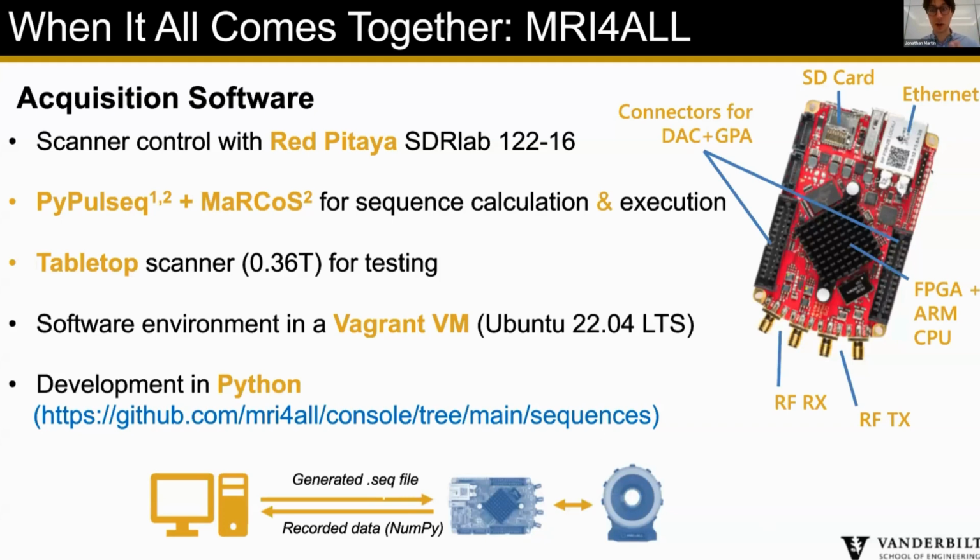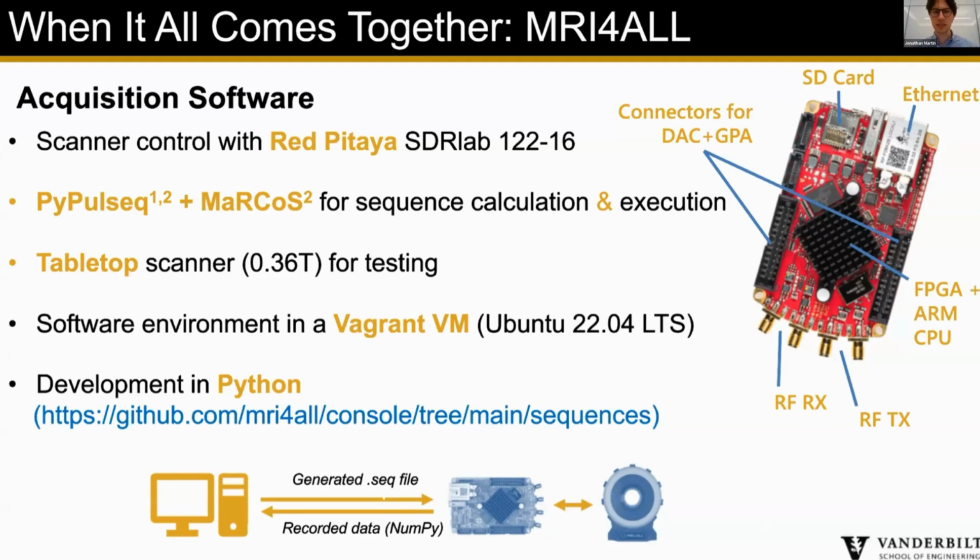bit because I think it's a great example of a lot of open source tools coming together for one product. So we used the Red Pitaya as a controller for the scanner. And the open source software tools that we were using were PyPulseq and MaRCoS for calculating our sequences, designing our pulse sequences, and then MaRCoS would execute those on the Pitaya.